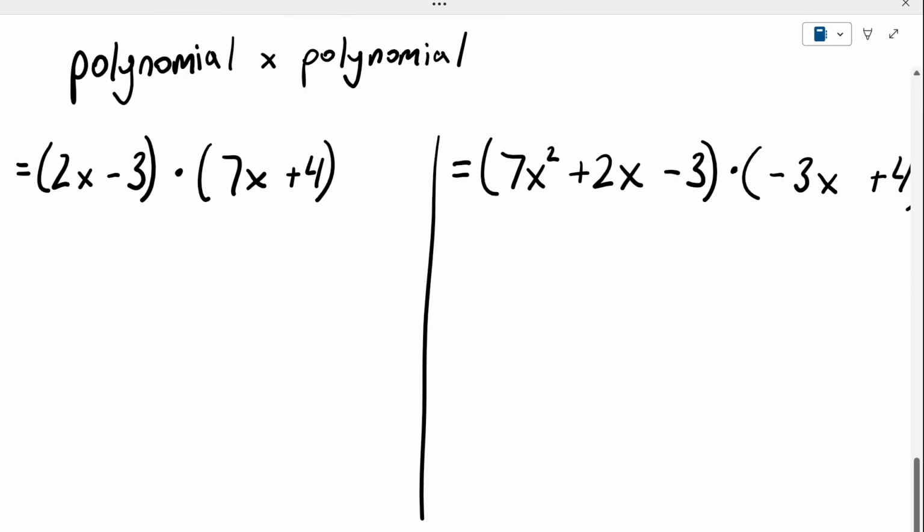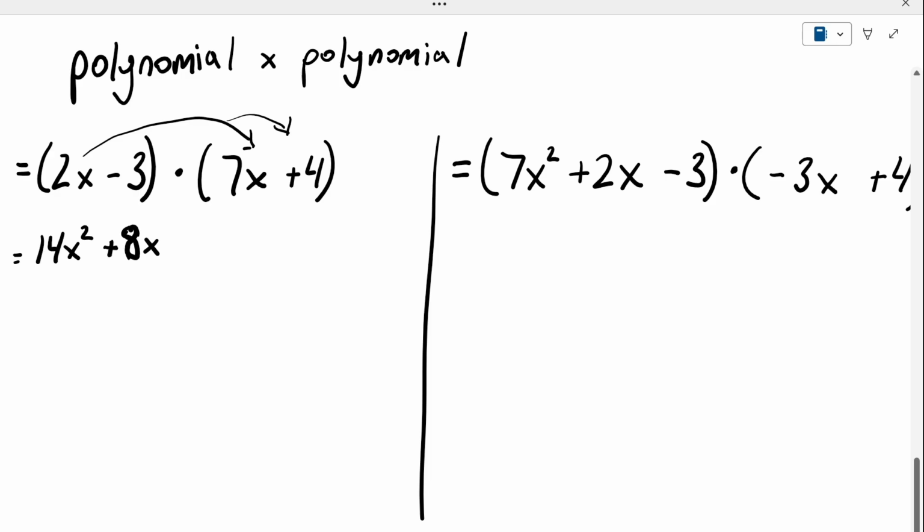Okay, let's see how we can multiply a polynomial by another polynomial. Our first step is to multiply this 2x by each term in the second bracket. So 2x times 7x is 14x squared. And then 2x times 4 is 8x. My apologies, 8x.